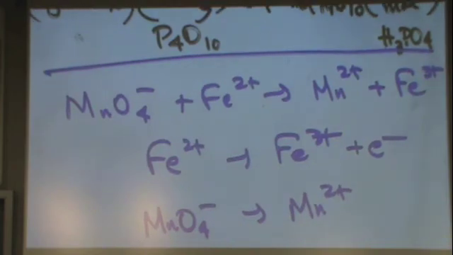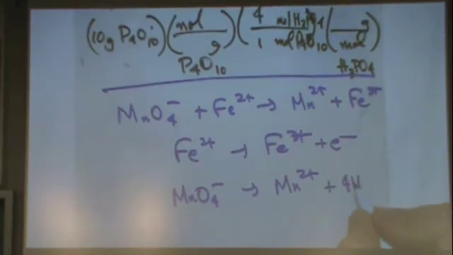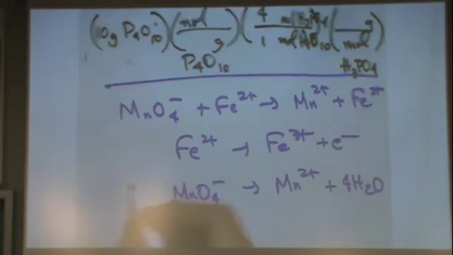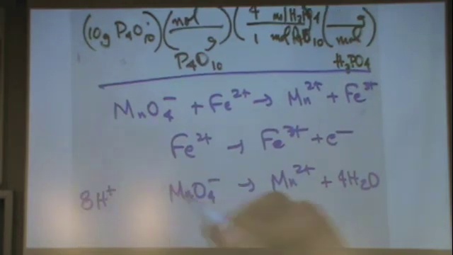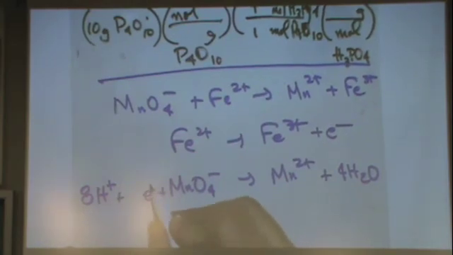Step 1, balance whatever is not oxygen or hydrogen, that's manganese, that's already balanced. Step 2, balance the oxygens with water. Step 3, balance the hydrogens with H+. There's 8 on the right, so you need 8 H+ over here. In step 4, you balance the charge with electrons. And anybody, how many electrons do I have right there?